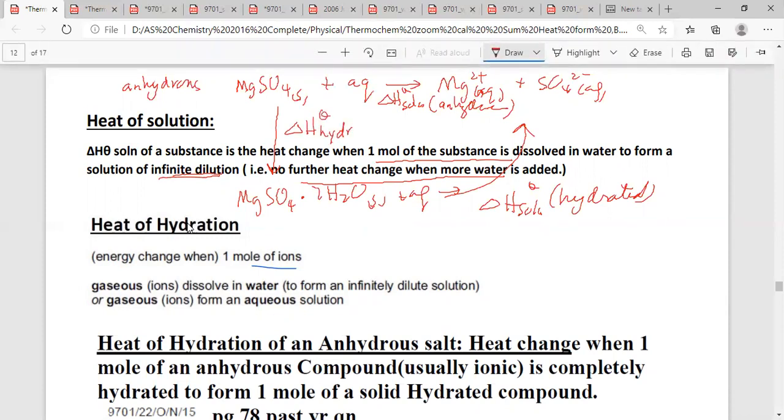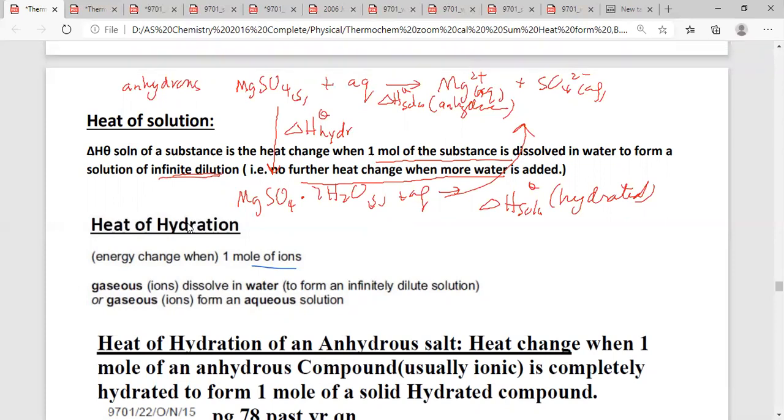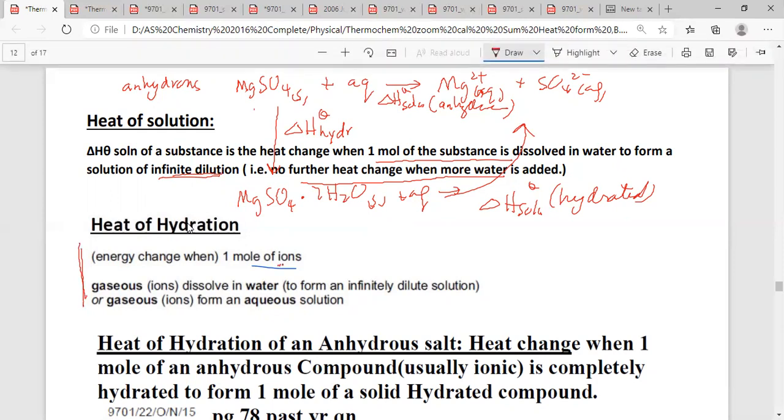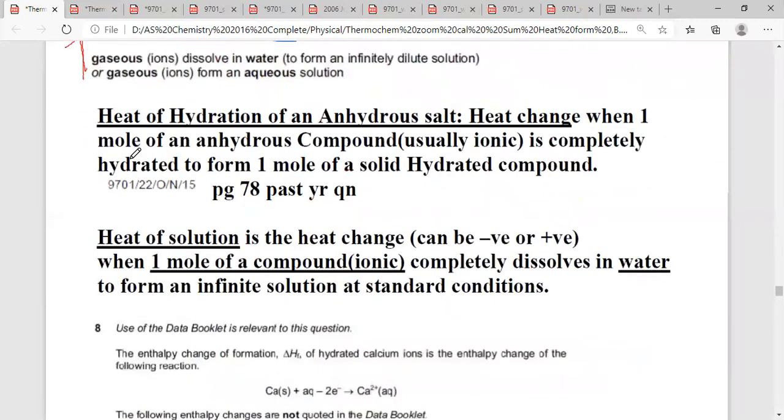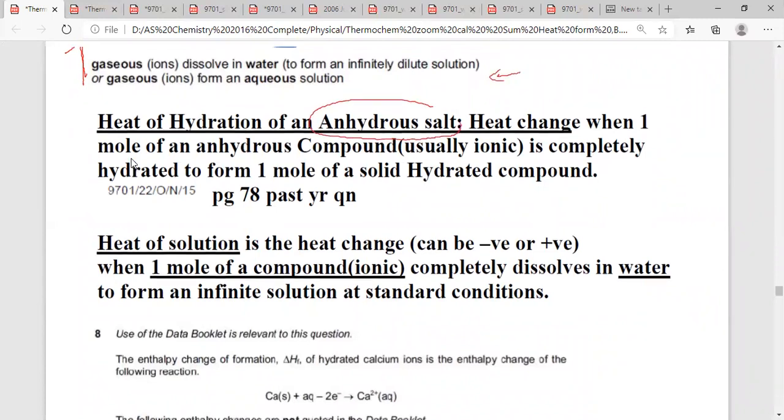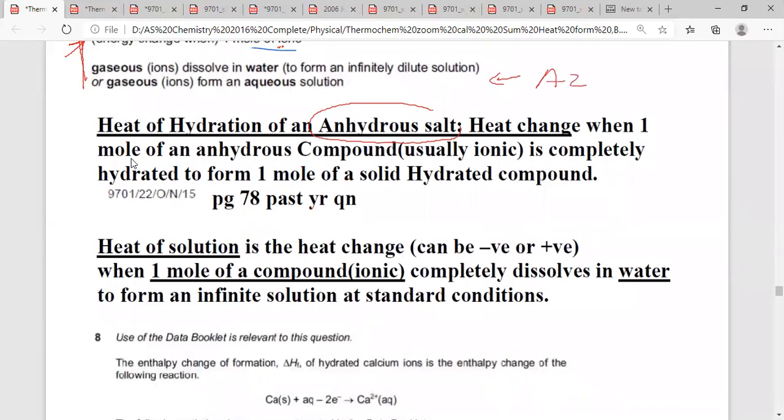This is for AS. For A2 it is a bit different already. A2 you talk about lattice energy and so forth. So this is the definition for A2: heat of hydration when 1 mole of gaseous ions is dissolved in water. That means this is the correct one for A2. But for AS, this is the one: the hydration of an anhydrous salt, very important. You do this in your A2, this is your AS.